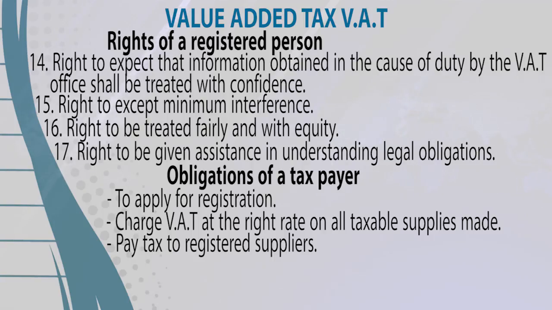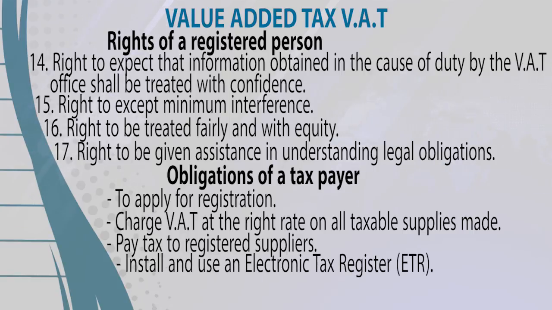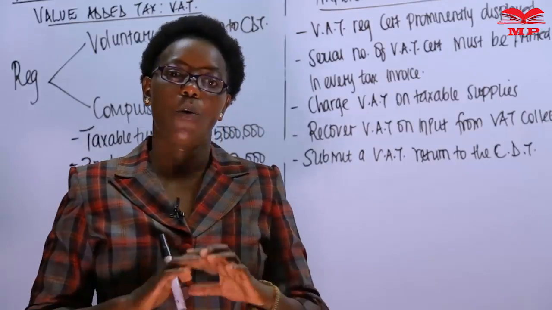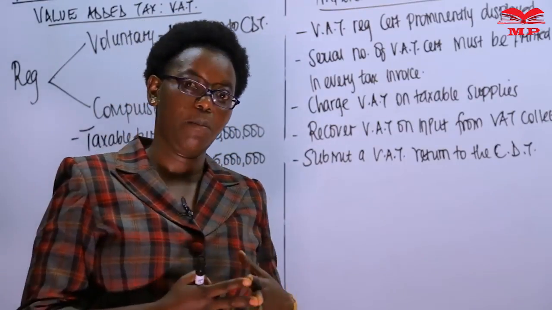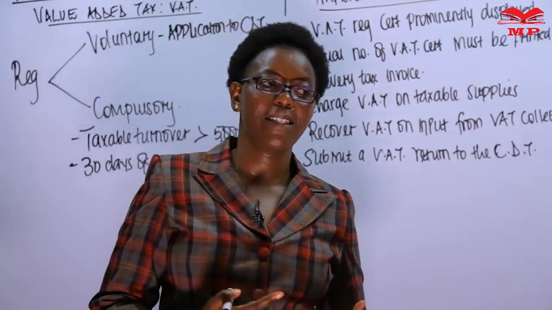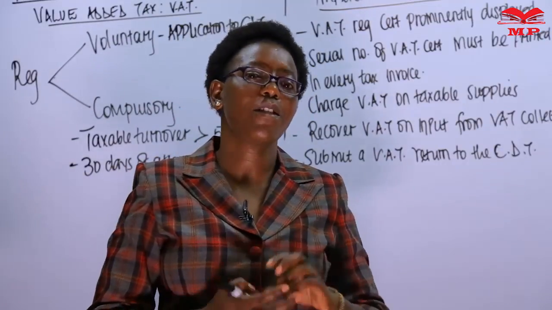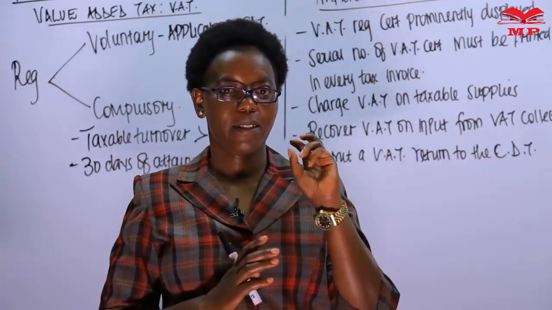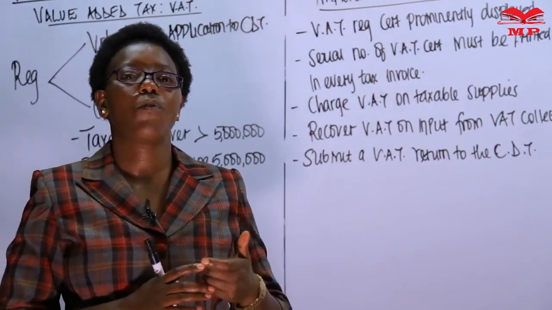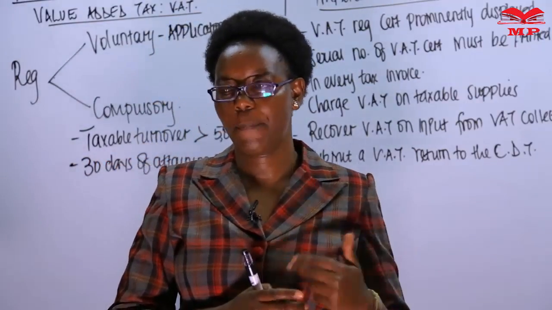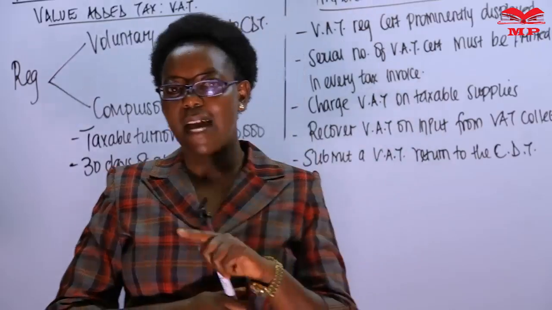The next obligation is to install and use an electronic tax register. Now, an ETR, electronic tax register, is a device that has specifically been devised for KRA and for VAT purposes. So what it does is that it has a memory, and that memory is able to keep the details for at least 5 years, and you are not able to erase the memory. So that is what an ETR does.